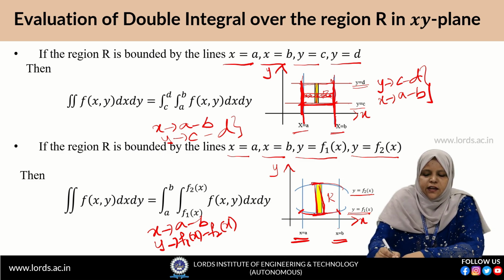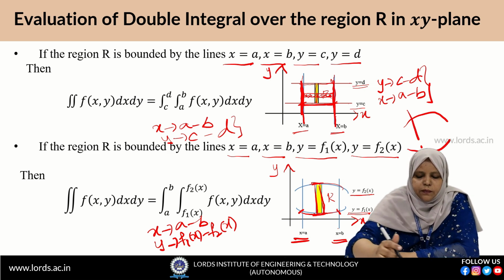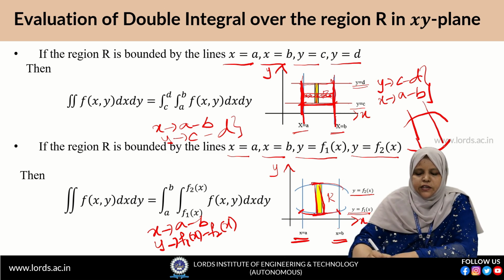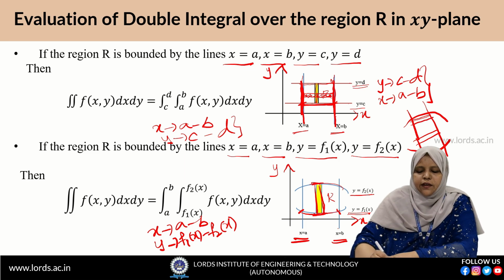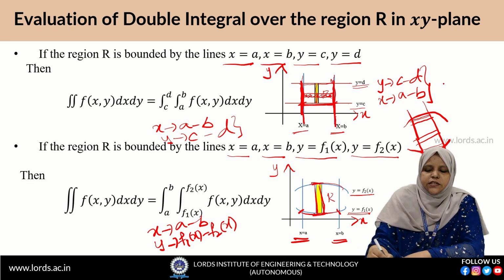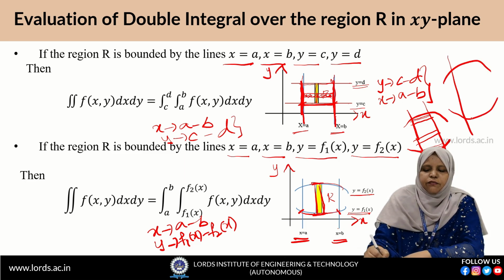But the thing is that, now see, this is the region you have. When I take a horizontal strip, what will happen? The horizontal strip will come and stop here. The same way, it will come and stop here. These curved parts will be left out. No doubt, you can split the region. Whatever region you have, you can split it into three parts.